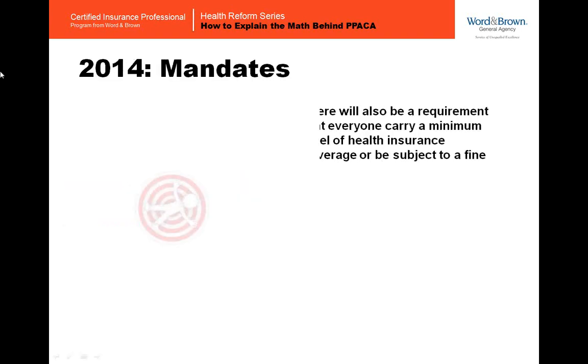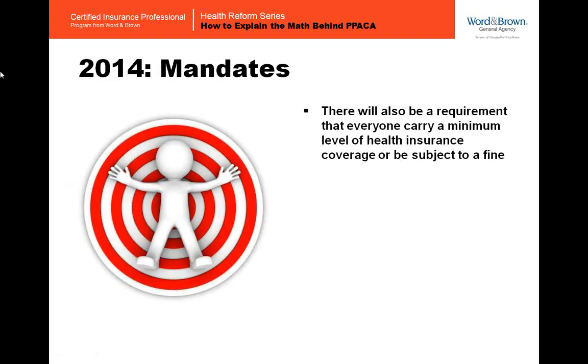In 2014, the mandate on the employer is to offer coverage if he's a certain size employer. The mandate on the individual is to have coverage. Now, PPACA doesn't care where the individual gets that coverage. He could get it at work, he could buy it himself, he could buy it through an exchange, he could buy it on the open market, his grandmother could buy it for him for all PPACA cares.